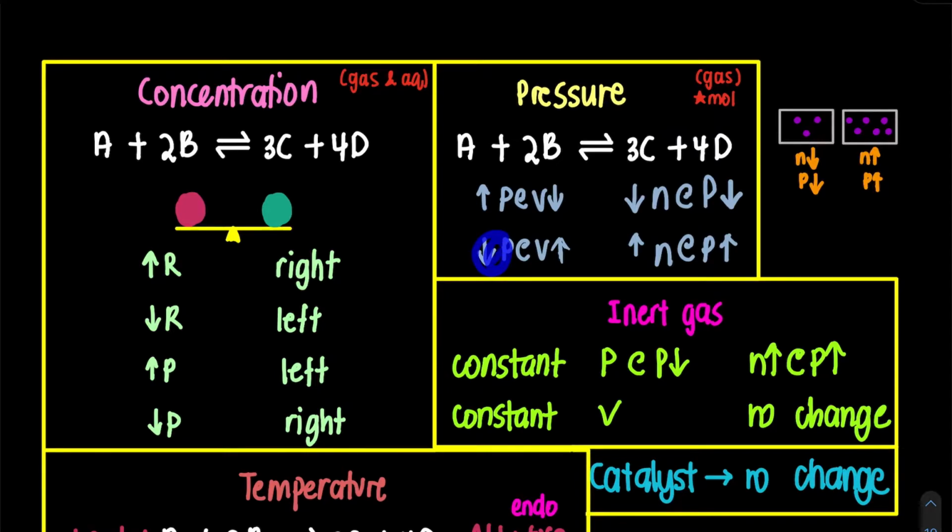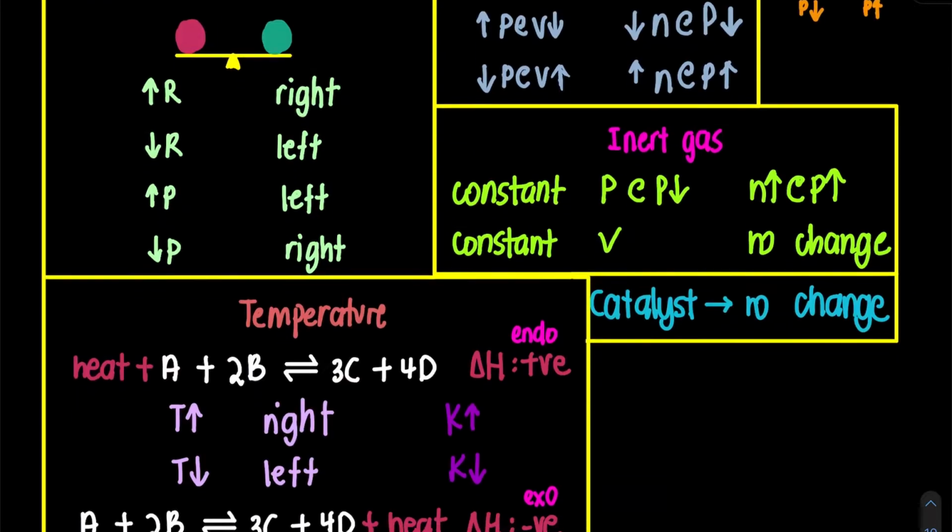When the pressure decreases or the volume increases, the system will try to counter back by increasing the pressure. Increasing the pressure is of course the higher number of mole. Okay, so that is in terms of pressure.